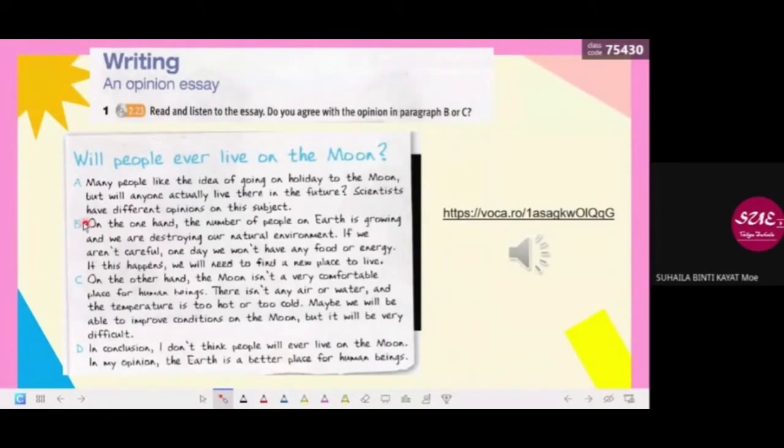Okay, awak setuju B atau C? Bagi saya satu jawapan. Anybody? C. Cikgu C. Okay, good. Lagi? Yang lain? Awak setuju yang mana? Bagi saya C. Okay. Lagi? Ada berapa orang dalam kelas kita ni?